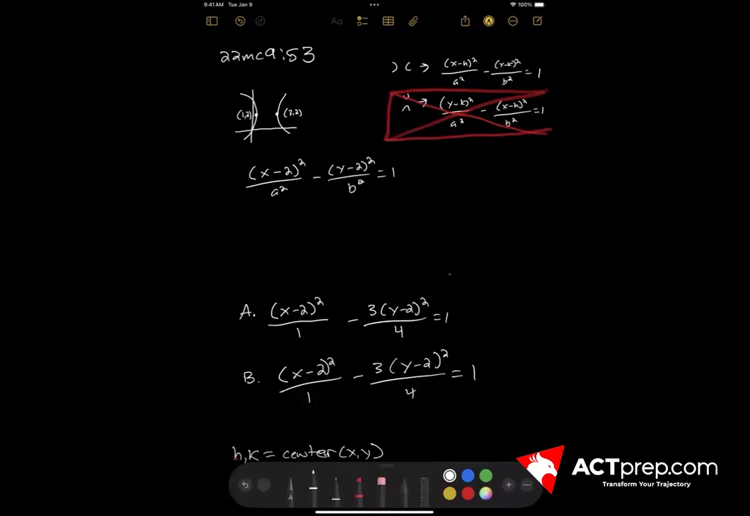A hyperbola that has vertices (1, 2) and (3, 2), and that passes through the origin is shown below in the standard xy coordinate plane. The hyperbola has which of the following equations?